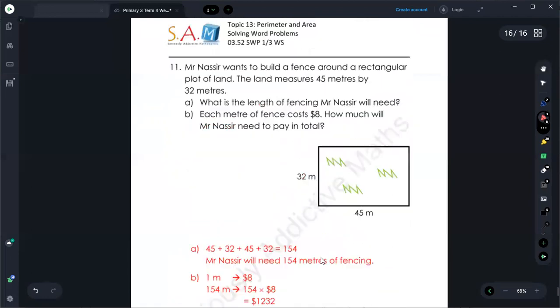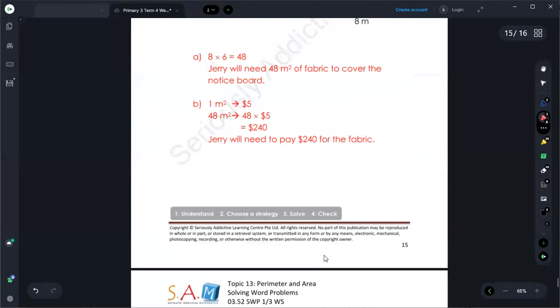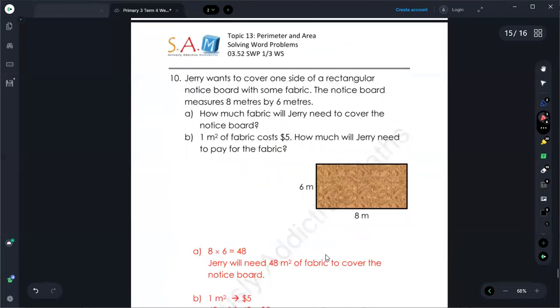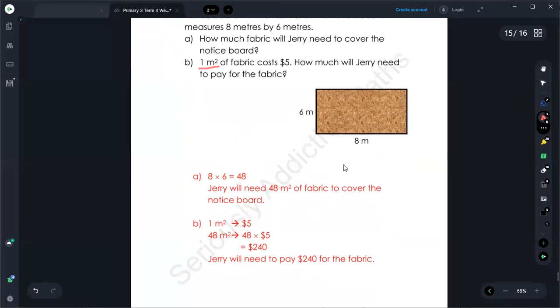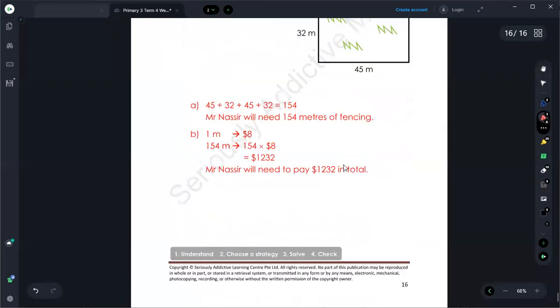One more question to do with them perhaps is question 10. It involves a bit of money, and a calculation here. Jerry wants to cover one side of a rectangular notice board with some fabric. The notice board measures 8 meters by 6 meters. How much would Jerry need to spend to cover the notice board? So first of all, find out the area. After that, the cost. 1 meter square costs $5. So it's the area of the fabric cloth times 5. And then that's it.